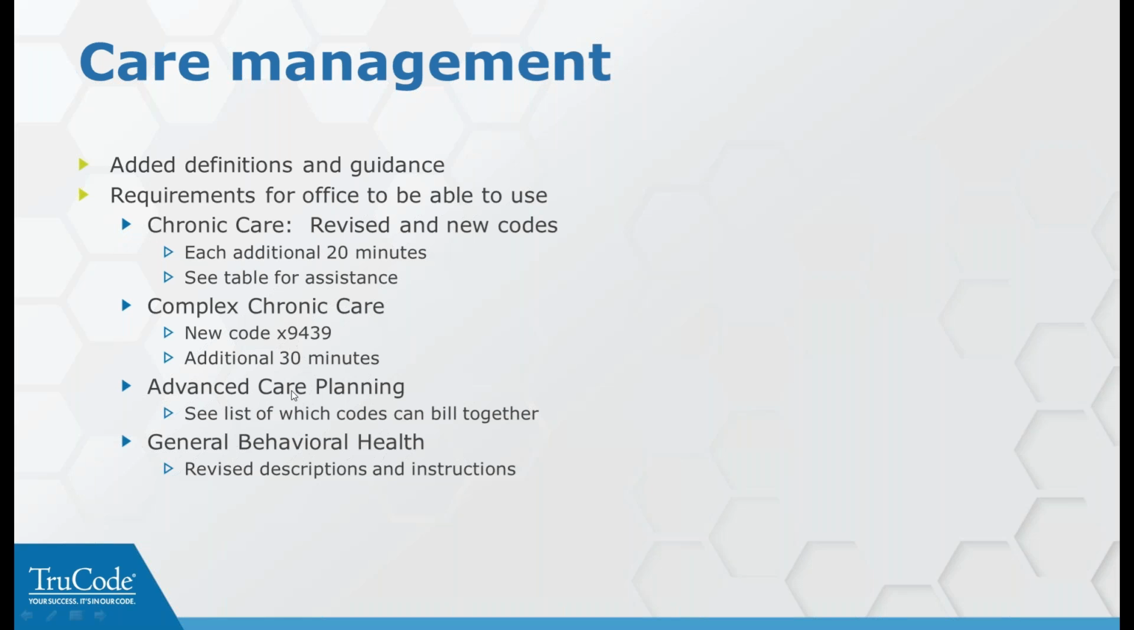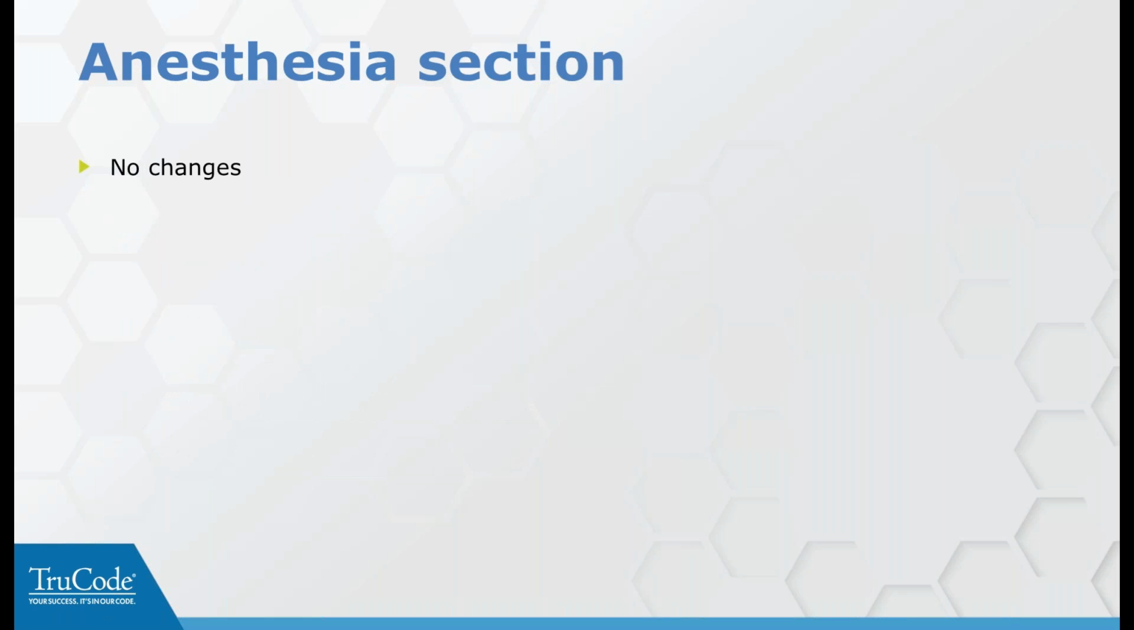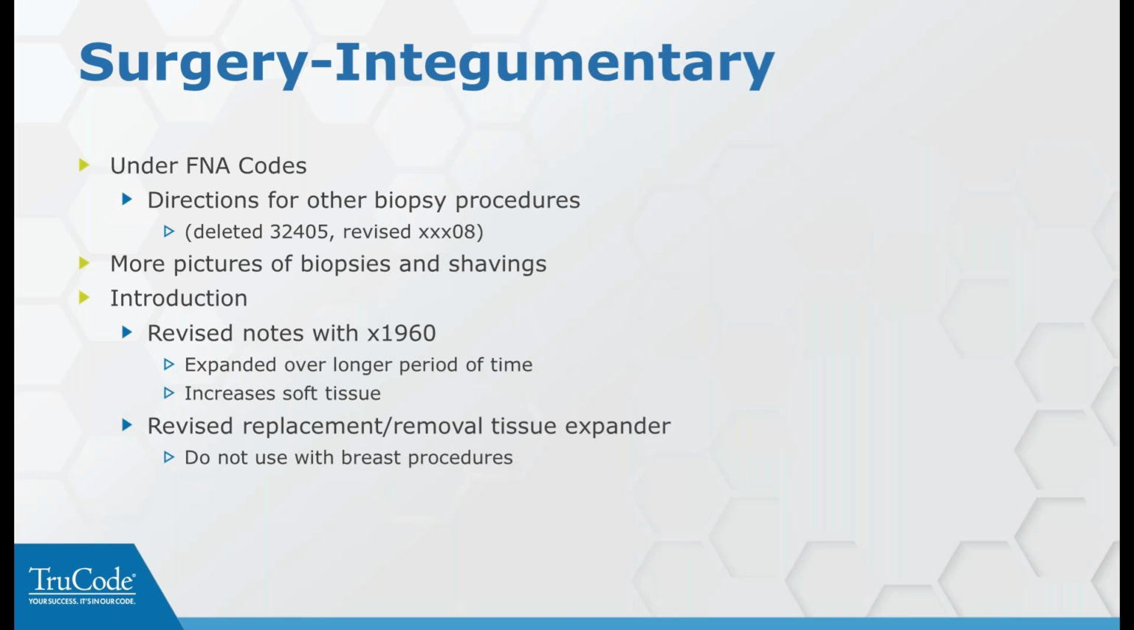So again, with your advanced care planning, just watch the list of codes that can be billed together. And a lot of that was also because of the deletion of the 99201. And then the general behavioral health, they did revise some descriptions and instructions in that area. So not too much of a change there, but some areas. So we're going to move on now to the surgery section. Let's take a look at those.